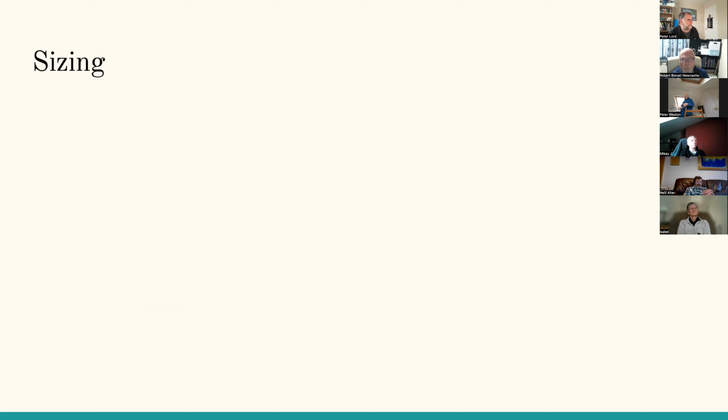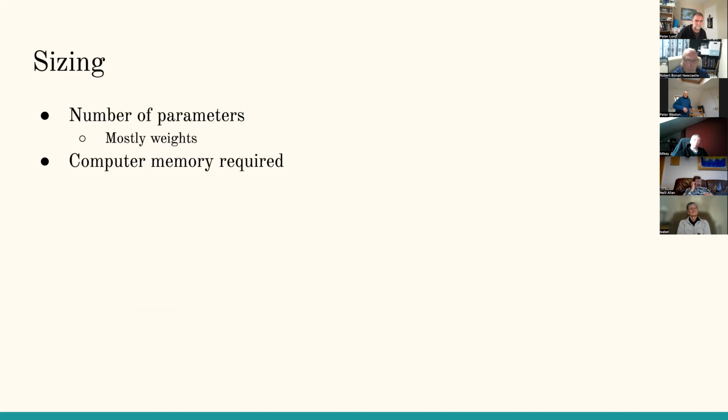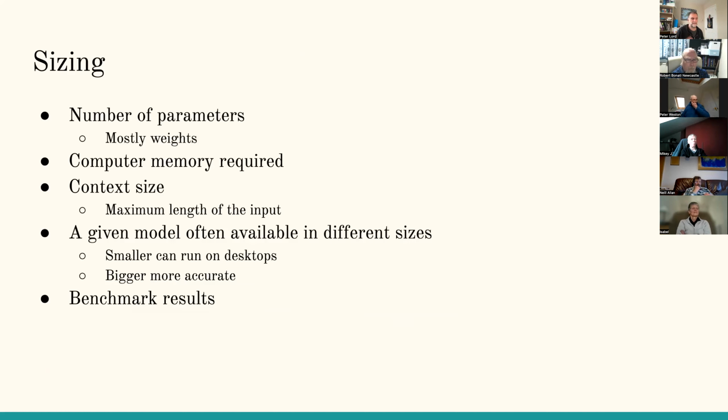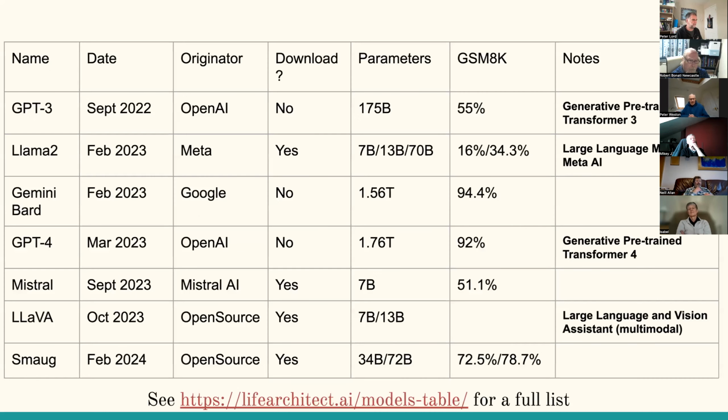Right, we're coming to an end. So there are some interesting points coming up. Sizing, we touched on this before. Large language models come in different sizes, and they're usually sized simply as the number of parameters, which is roughly the number of weights. Perhaps also the amount of memory required or the context size. A given model is usually available in different sizes. The smaller ones can run on your desktops, while bigger ones can be more accurate but need to be run on cloud services. And, as we talked about, we've got various benchmarking results.